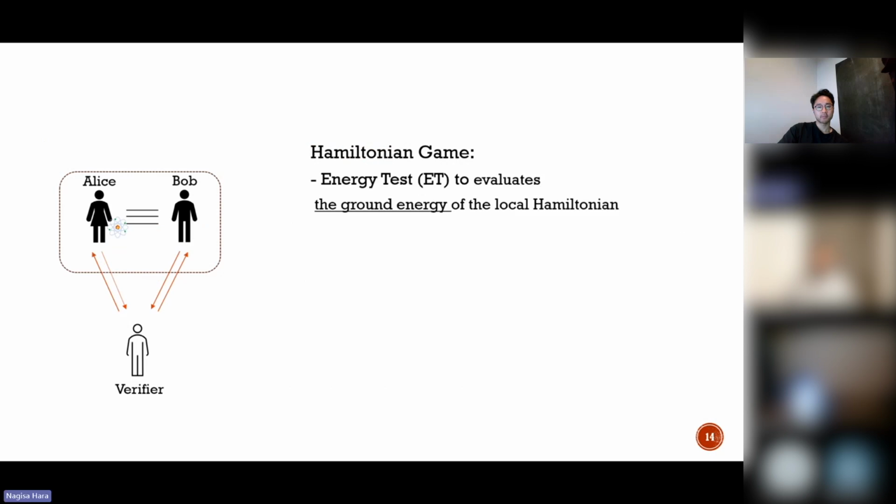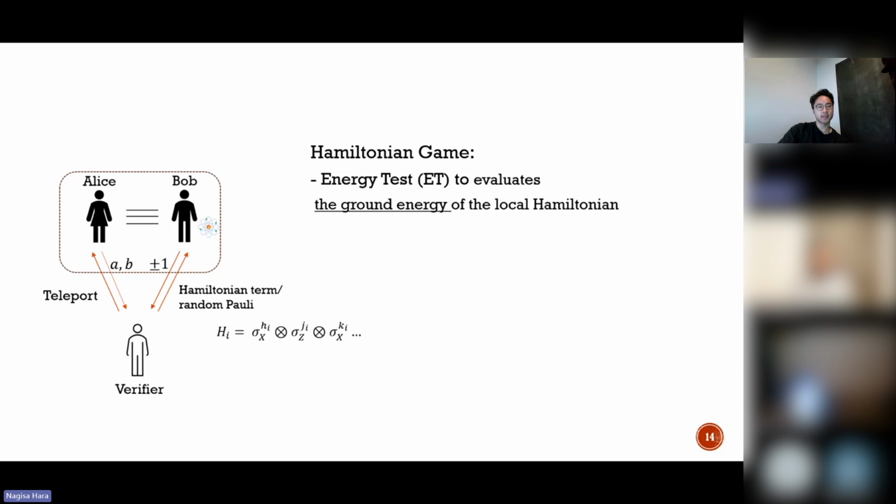In more detail, the Hamiltonian game consists of two different tests. The first test is the main test, called the energy test. This can be used to evaluate the ground energy of the local Hamiltonian. First of all, the first prover in this proof system, I forgot to mention, is supposed to possess the ground state of the local Hamiltonian. So the verifier asks her to teleport the ground state to Bob, and at the same time, Alice responds with the teleportation key.